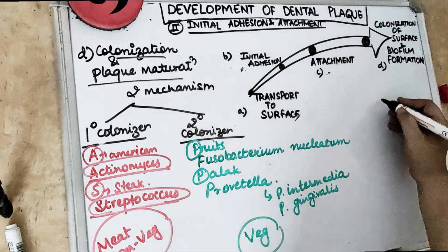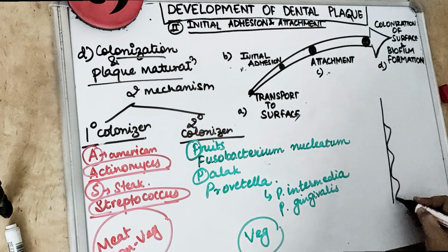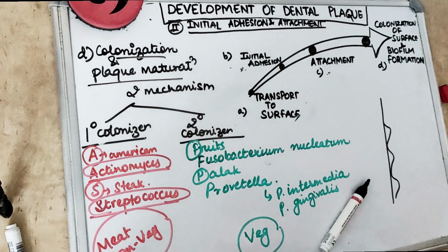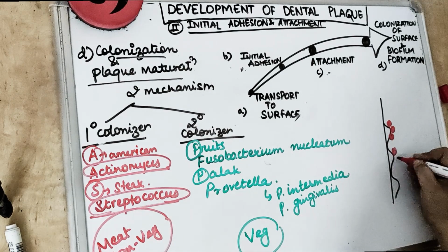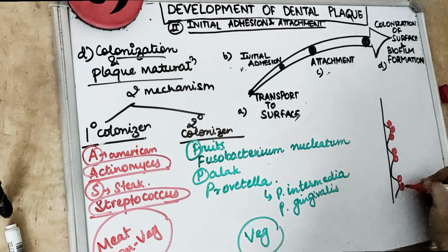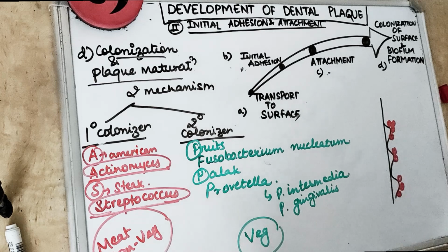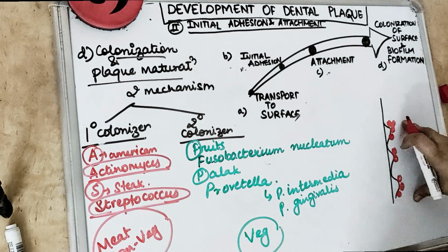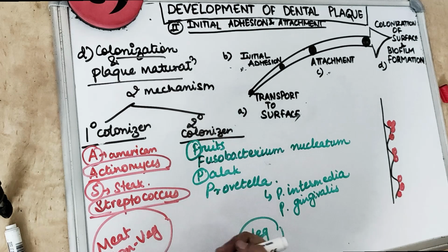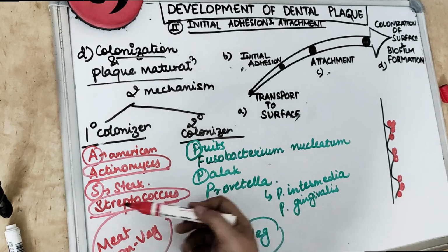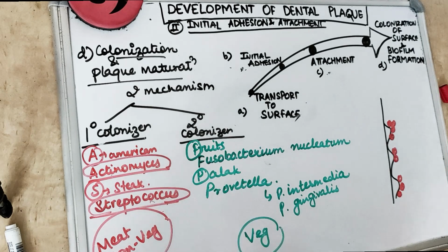So this is the tooth surface, this is our pellicle, and onto the pellicle the first bacteria which come and attach onto the surface of the pellicle are our primary colonizers. The red ones are our primary colonizers, which come and attach to the pellicle. Primary colonizers are the people who eat American steak. So this is Actinomyces and Streptococcus. This is just to remember: A for Actinomyces and S for Streptococcus.